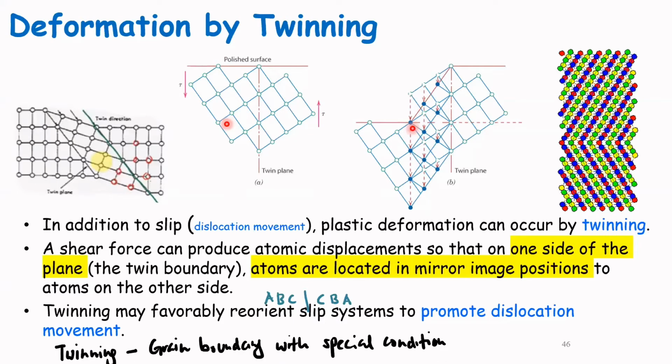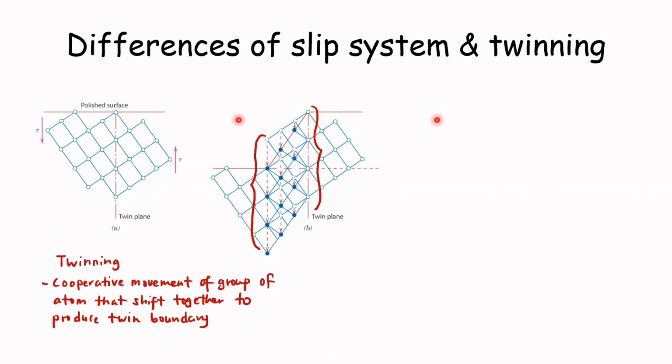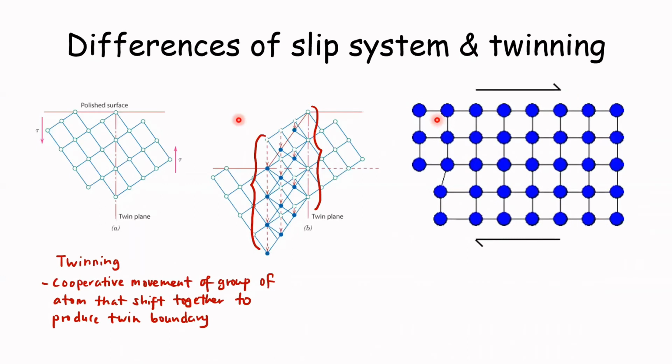So we can say that twinning is a grain boundary with a special condition, where the vertical mirror that is common in some crystals is preserved. So what are the differences between twinning and slip? In twinning, it is the cooperative movement of a group of atoms that shift together to produce a twin boundary. On the other hand, slip is a phenomenon where a single row of atoms, as we can see here in the figure, steadily moves through the material by breaking and reforming bonds.